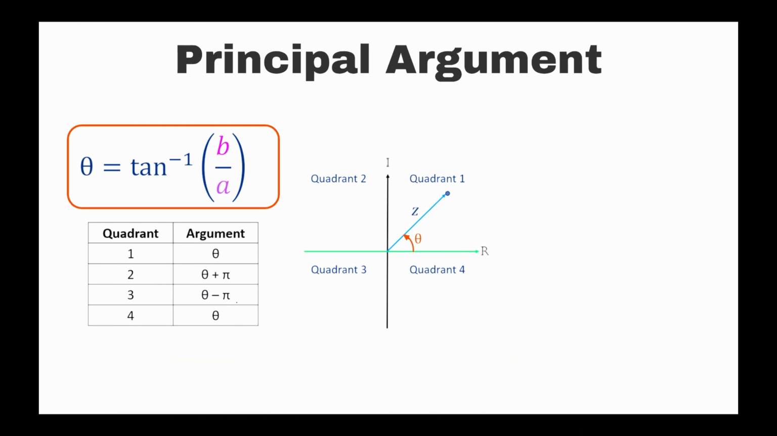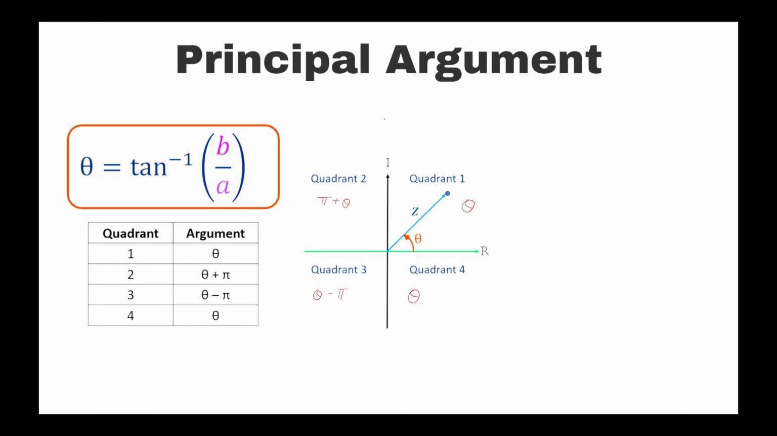Now again, when we talk about different quadrants, in my first quadrant, my argument is always going to be theta. In my quadrant 4 also, my argument is going to be theta. However, in quadrant 2, it would change. It would become pi plus theta. And in my third quadrant, it would become theta minus pi. So keep this thing in mind. Basically what we are trying to say is that in my first and fourth quadrant, my argument is going to come out positive. However, in my second and third quadrant, it is always going to come out negative.